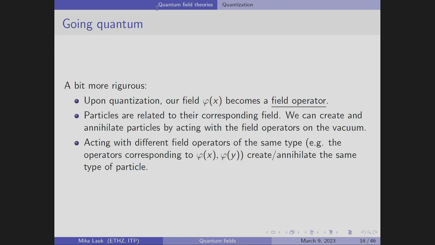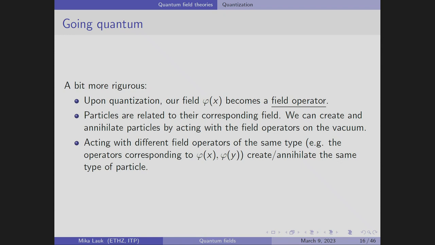Now, to be a bit more rigorous, this field phi of x that I looked at earlier, when we quantize, becomes a field operator. Those who know functional analysis will know what I mean. Those who don't, you don't have to care what an operator is, right? The important thing is, with an operator, we can act on something. And in this case, maybe I should have said operators, because for each field, we get a creation and an annihilation operator. And these operators do exactly what their name says. We can create and annihilate particles with them.